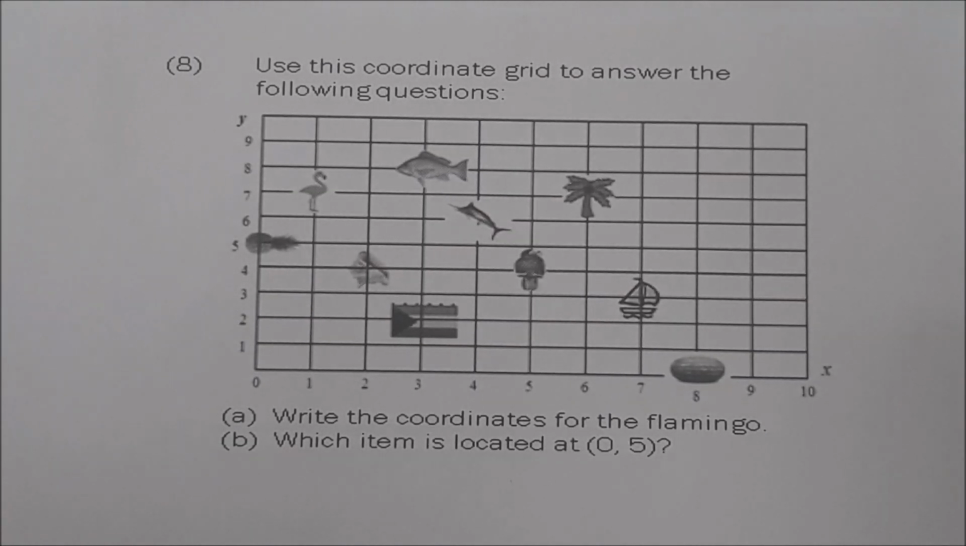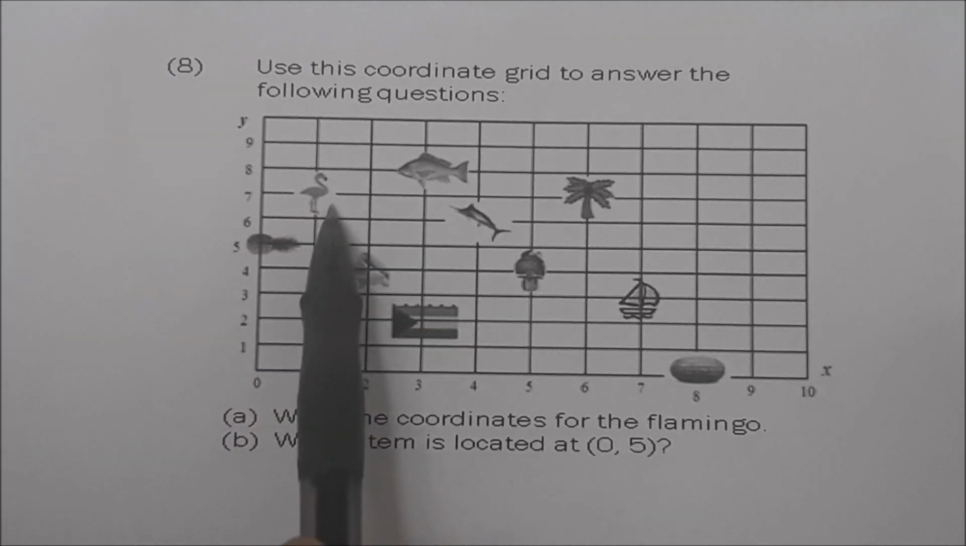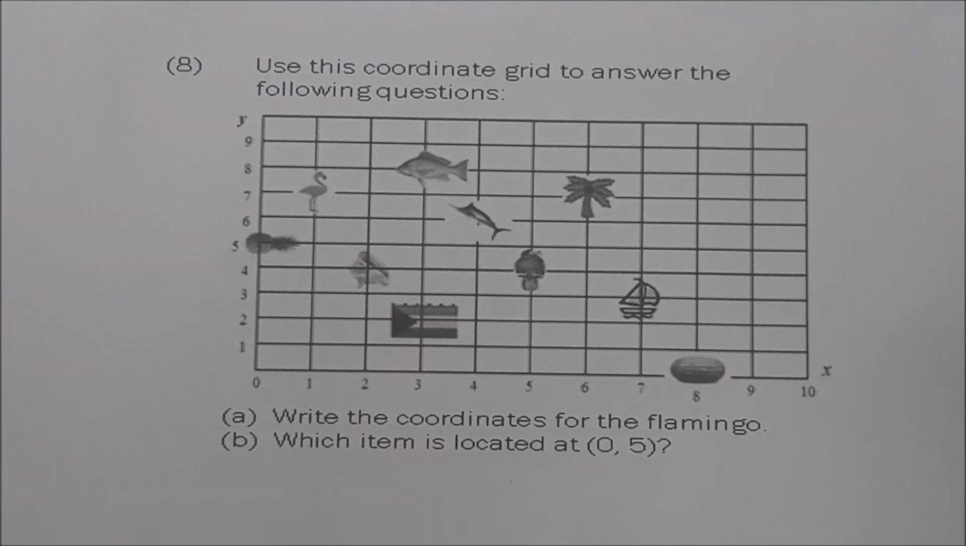Priyana, we are now on number 8. Read it for us. Use this coordinate grid to answer the following questions. 8A, write the coordinates for the flamingo. 8B, which item is located at 0, 5? Coordinate 0, 5. Okay, go to 8A. Let's give those who are watching a chance first to write the coordinates for the flamingo. Show us the flamingo, Priyana, so they will know where it is. Just point to the flamingo. That's the flamingo there. Okay, so that's what we're looking at.